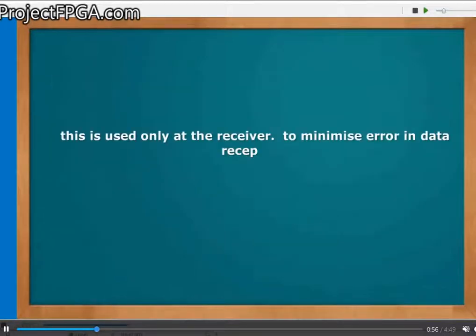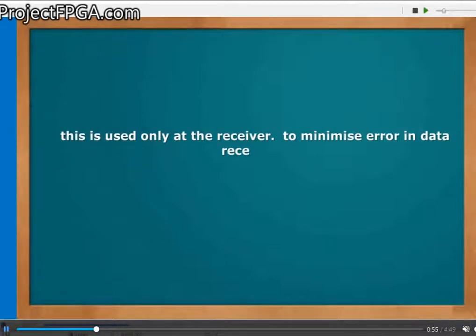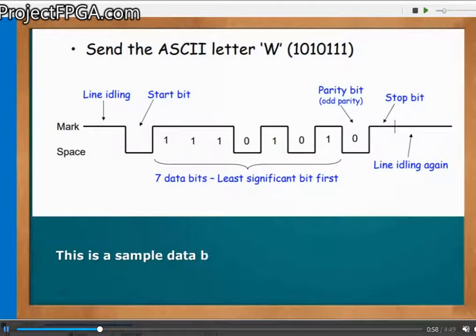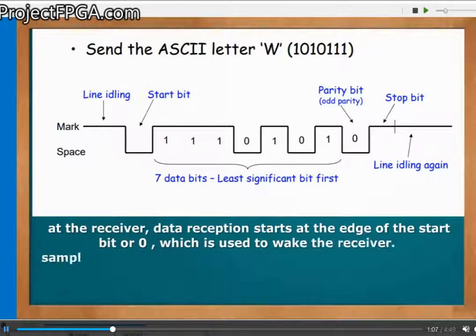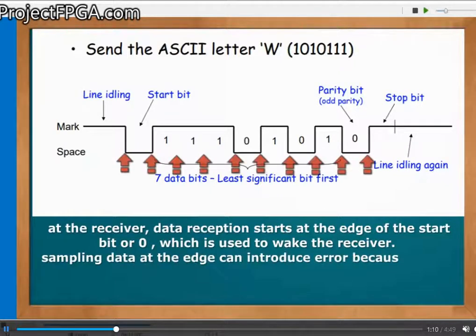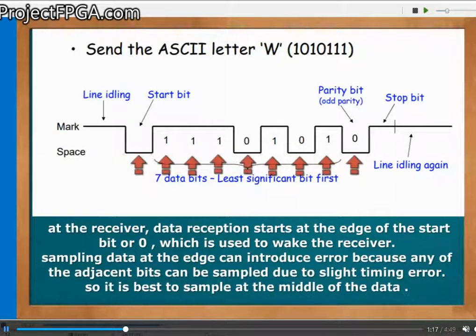Now, oversampling. This is used only at the receiver to minimize error in data reception. This is a sample data bit to be received by the receiver. At the receiver, data reception starts at the edge of the start bit or 0, which is used to wake the receiver. Sampling data at the edge can introduce error because any of the adjacent data bits can be sampled due to slight timing error. So it's best to sample at the middle of the data.